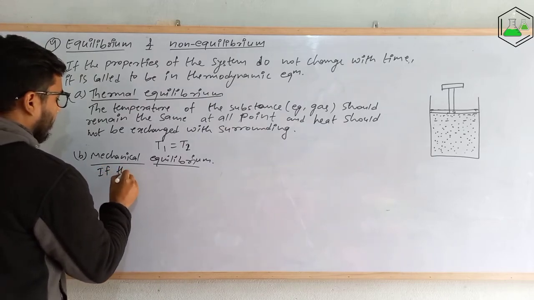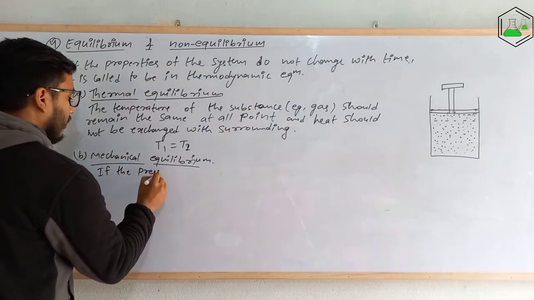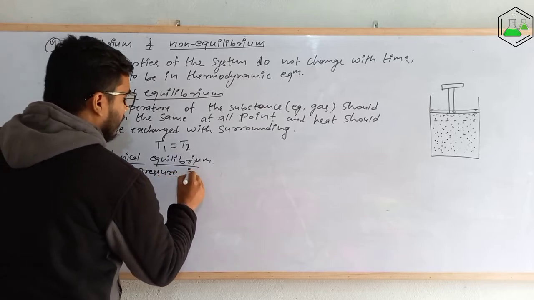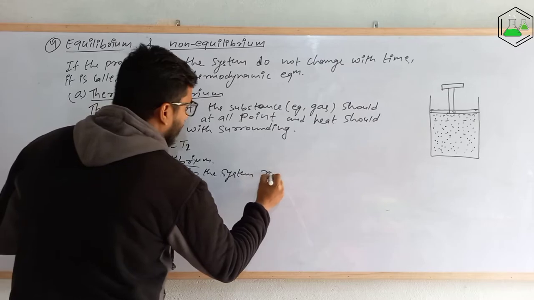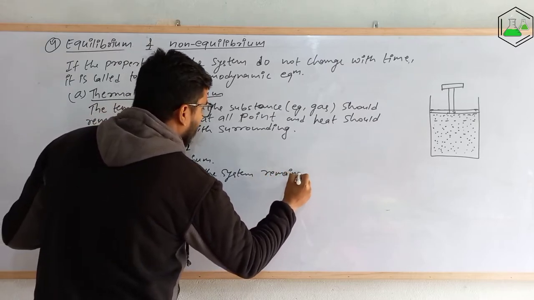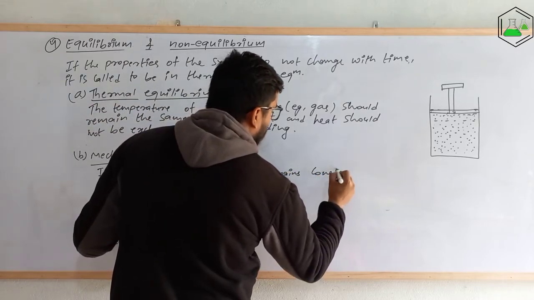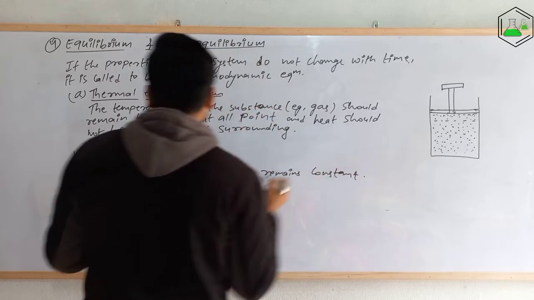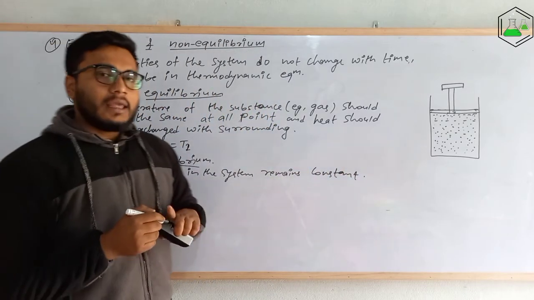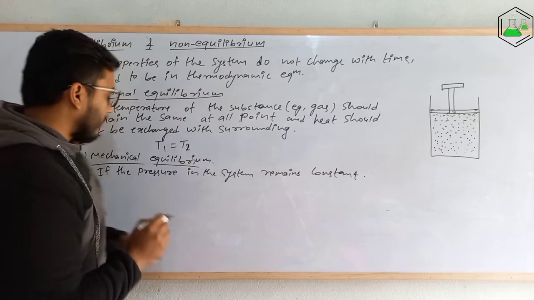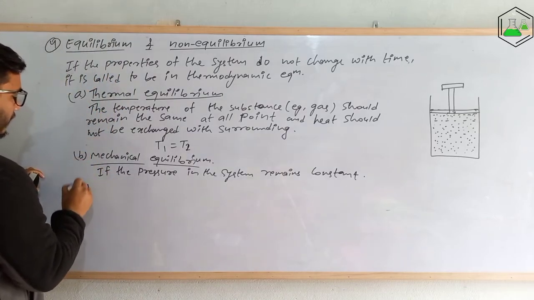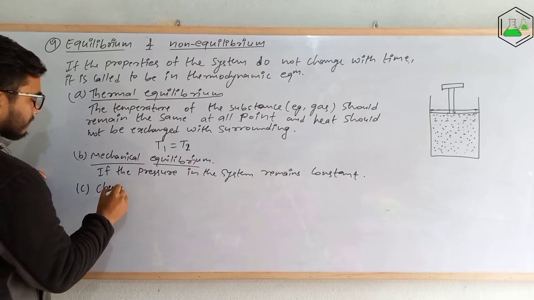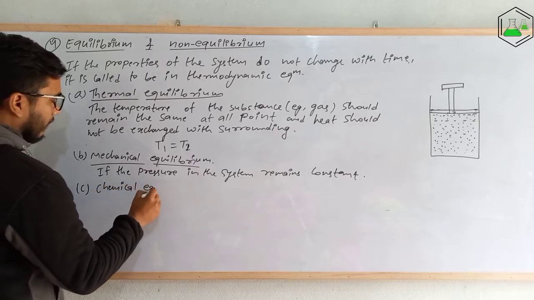That means if the pressure in the system remains constant, then it is called in mechanical equilibrium. Now let's learn. Okay, the third criteria is chemical equilibrium.